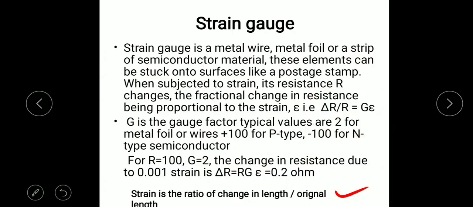We will select a base resistance of 100 ohm and gauge factor as 2, and the change in resistance can be determined using the relation delta R is equal to R into G into epsilon, and when epsilon varies from 0.01 to another value, the change in resistance will vary from 0.2 to another value. That is, R and G are constant for a component which is used.